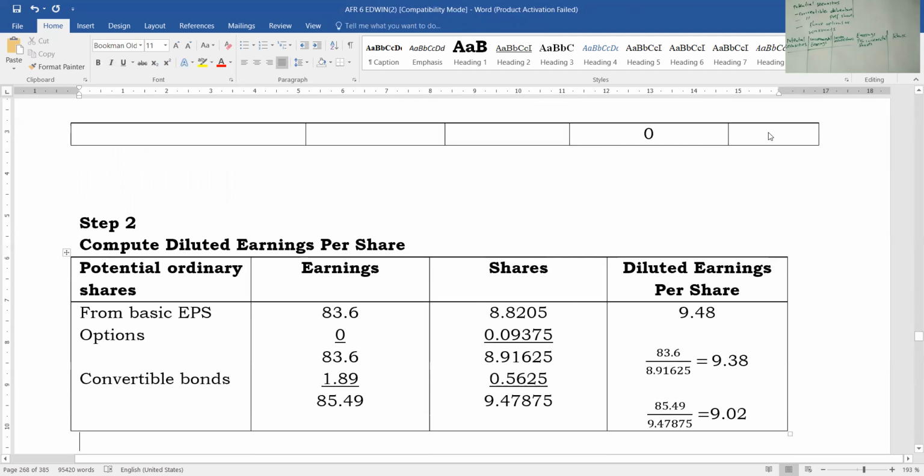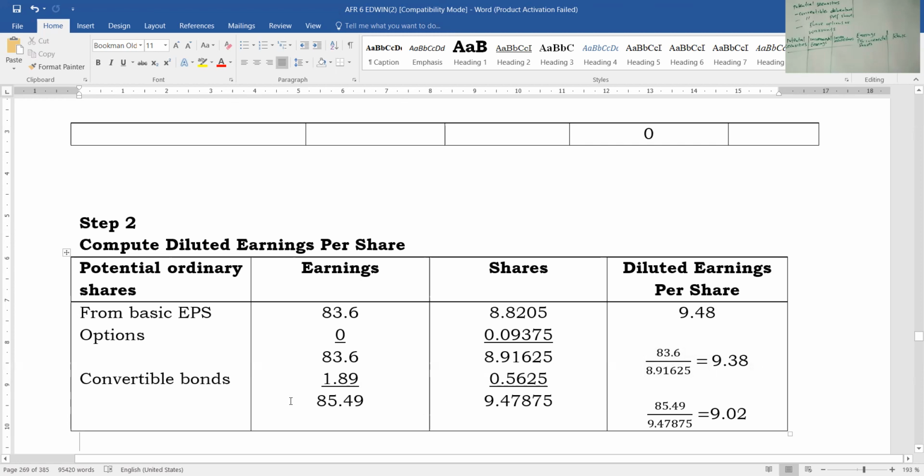Then you compute now step 2. You compute the diluted earnings per share based on the ranks above. But now you start from the basic earnings per share. Basic, I think you remember this. Earnings is the numerator, shares is the denominator. So that is how we got 9.48. Then you took number 1. Number 1 is options, the one we have ranked. So the column of earnings, I think you remember we got 0. For the column of incremental shares, we got this 0.09375. So you add 83.6 plus 0, that is 83.6, and 8.8205 plus 0.09375. You get 8.91625. Then you divide 83.6 by 8.91625. So you get 9.38.